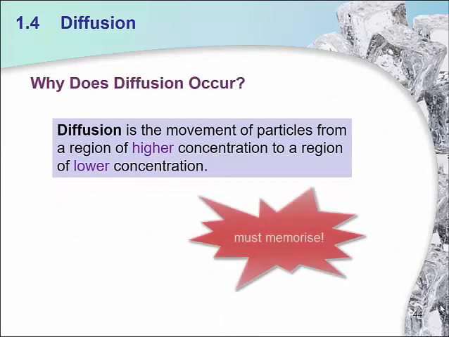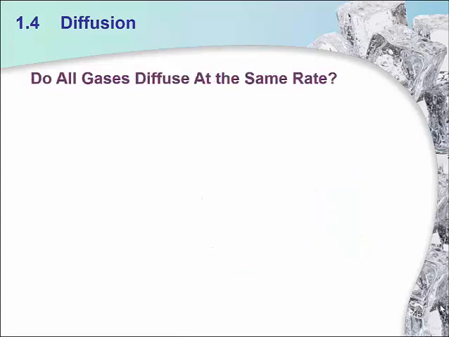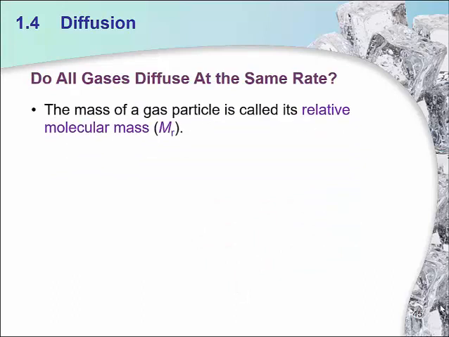Why does diffusion occur? Diffusion is a natural process. It's a movement of particles from a region of higher concentration to a region of lower concentration. And you must memorize this definition. Do all gases diffuse at the same rate? There are actually two factors that affect the rate of diffusion.